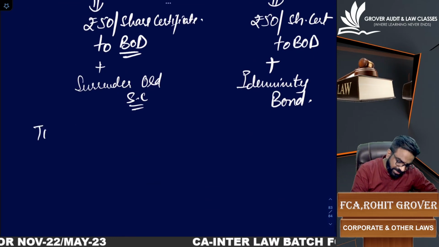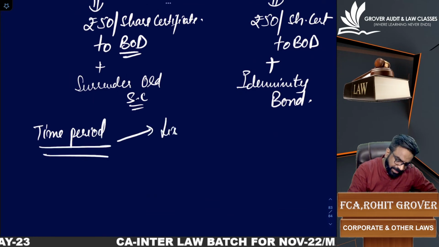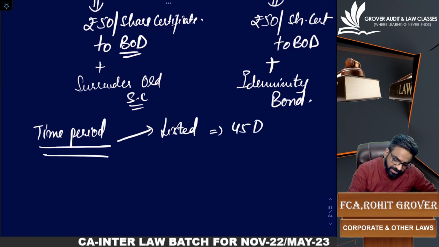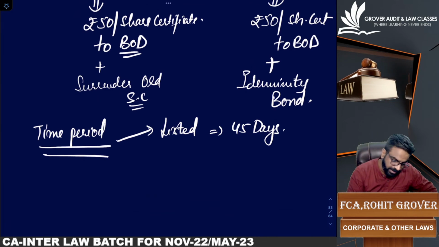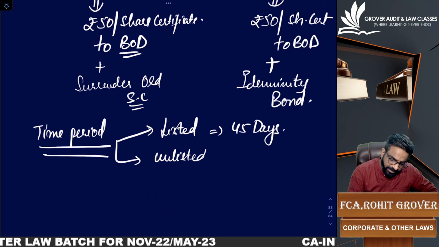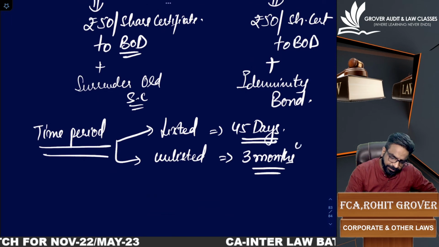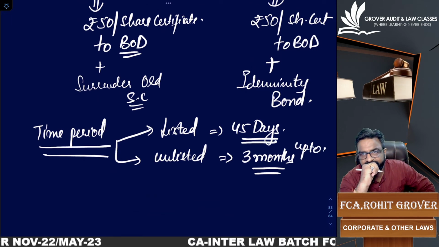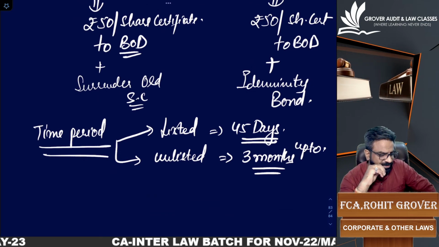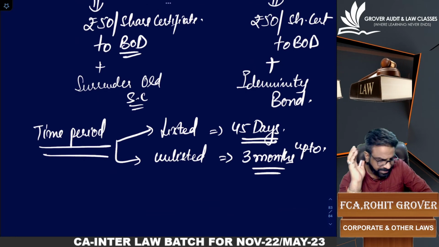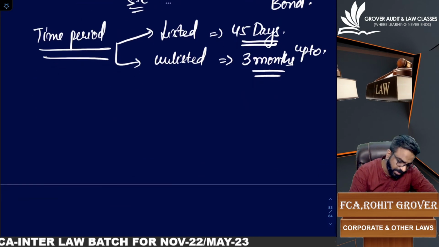Now the question is, sir, what is the time period to issue the duplicate share certificate? If you are a listed company, then within 45 days the duplicate share certificates must be issued. But if you are an unlisted company, then the company may take up to 3 months, maximum 3 months, to issue the duplicate share certificates. So in the case of a listed company, the time period is 45 days to issue the duplicate share certificates. And in case it is an unlisted company, then up to 3 months.